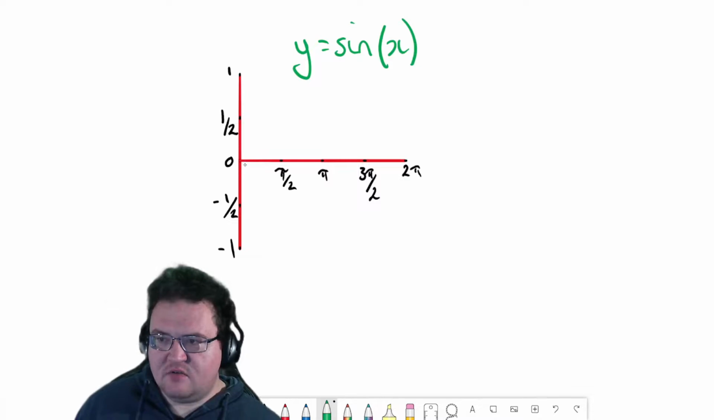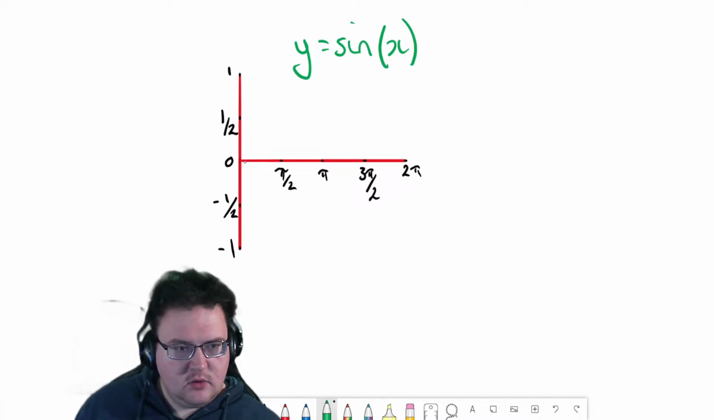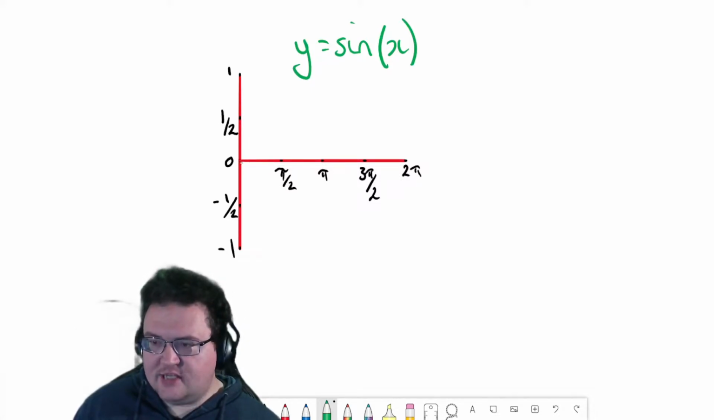when x is 0, what does the graph equal? When x equals 0, then what's the sine of 0? Well, it's 0, so we'll make a mark there.